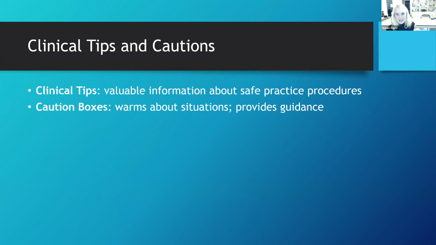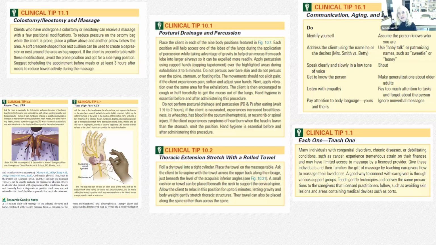One is called a clinical tip, and one is called a caution box. So this is what some of the clinical tips look like. When you see clinical tip 11-1, it's chapter 11, the first one that's presented. This talks about working with clients who have a colostomy or ileostomy. We've already talked about in the chapter what it is. This deserved a little bit of extra information.